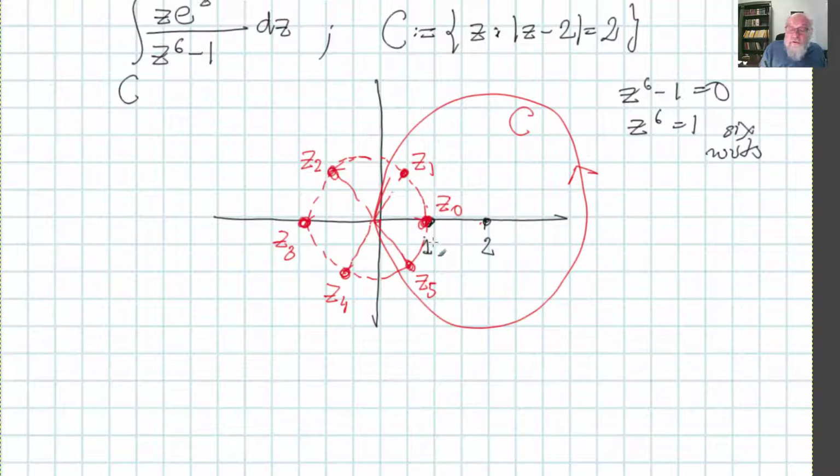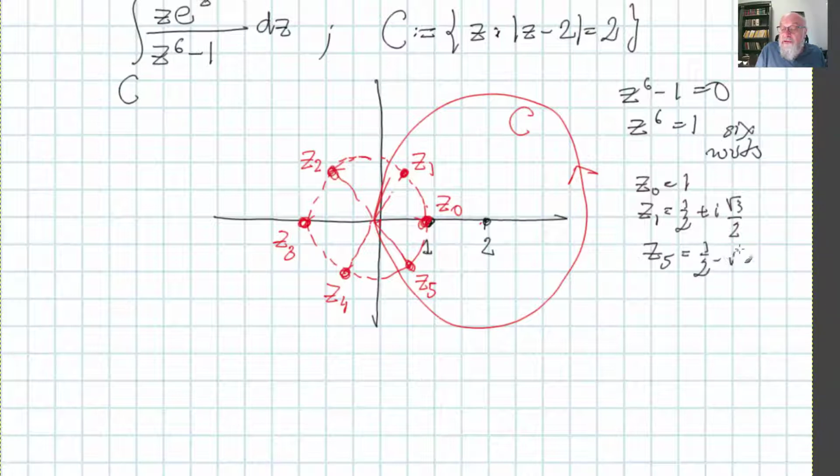You can see only 3 roots of these equations are here. Notice that these 3 roots you have here Z0, which is equal to 1. You have here Z1, which is equal to 1/2 plus i square root of 3 by 2. Then you have here Z5, which is equal to 1/2 minus i square root of 3 by 2. Those belong to this region inside.